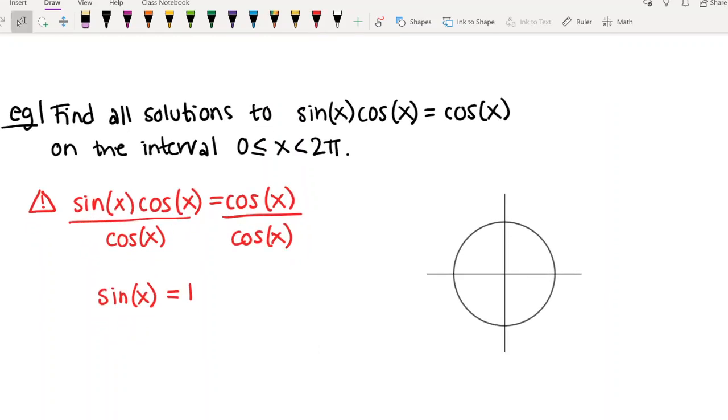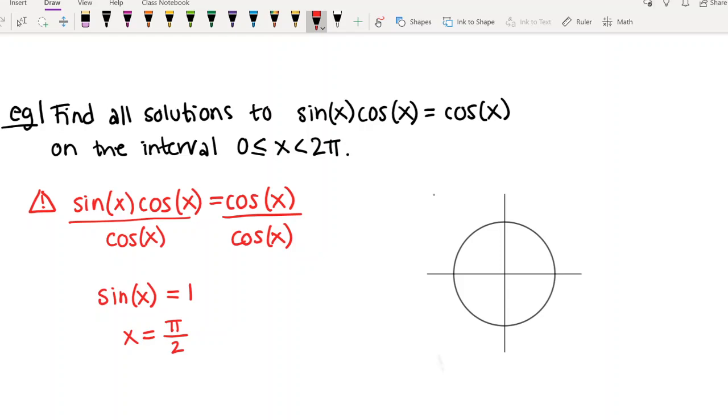And so the only answer you would get out of this, the only place where sine of x is equal to 1, would be x is equal to pi over 2. And that is, we'll see, actually one of the answers. But if you do the question this way, you basically end up losing solutions.